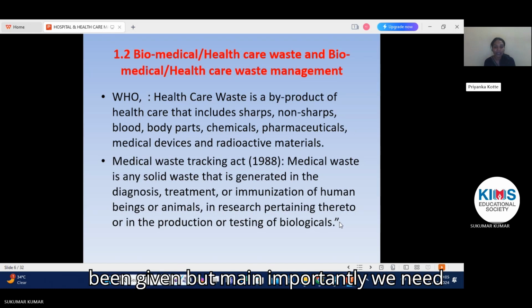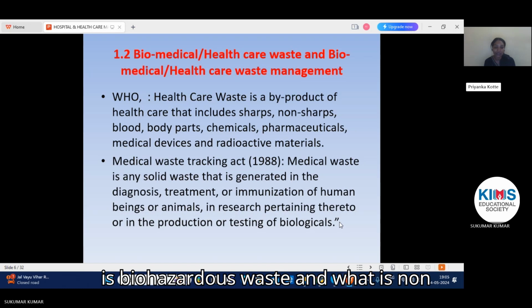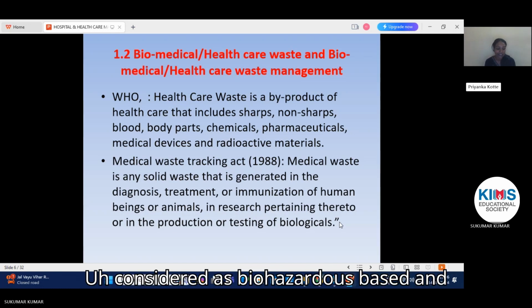But mainly, we need to understand the difference between what is biohazardous waste and what is non-hazardous and general waste. The World Health Organization clearly differentiates that anything that has been contaminated with blood and body fluids, which includes sharps, human tissues, fluids, and any other material that has been in contact with blood and body fluids, is considered biohazardous waste.